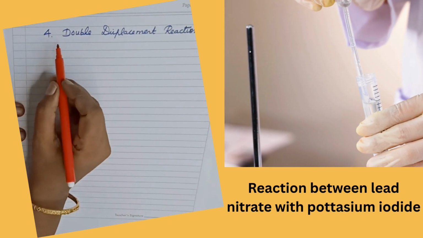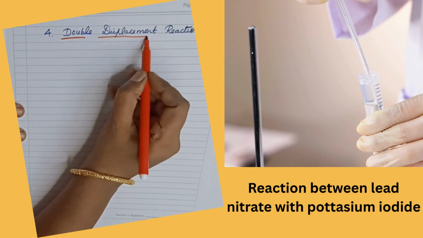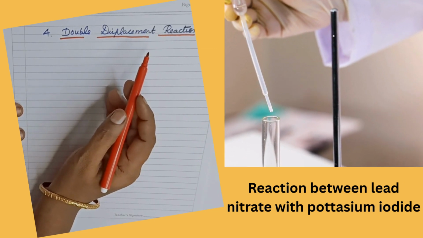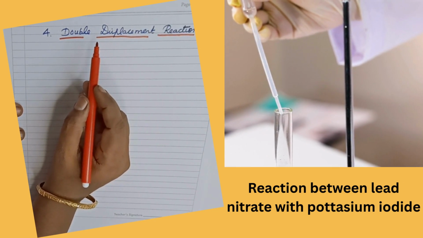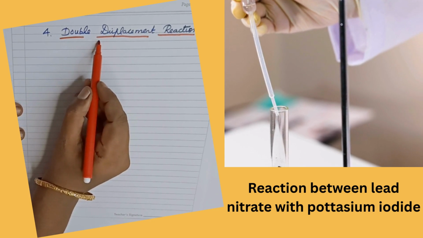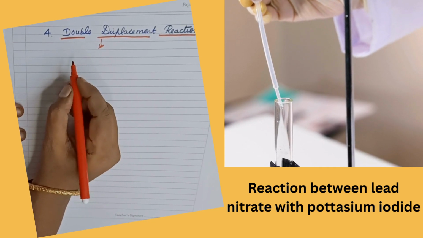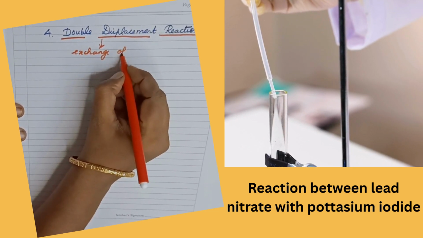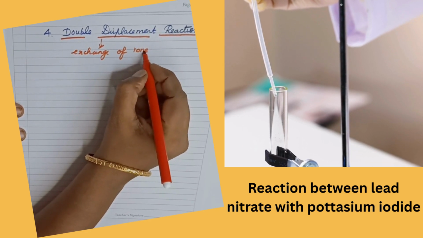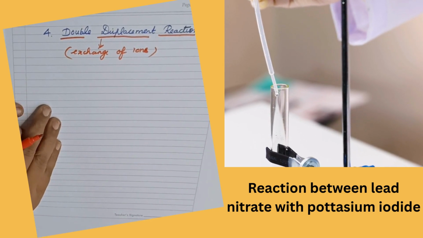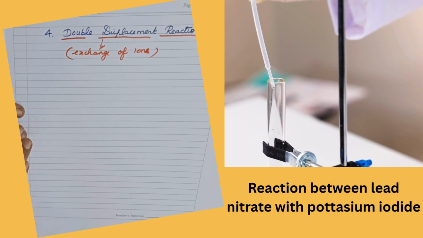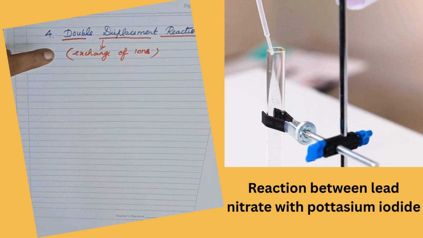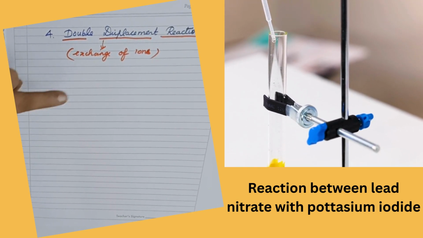Next is the fourth one, the double displacement reaction. Displacement means a more reactive element displaces the less reactive element from its compound. What is a double displacement reaction? Those reactions in which there is an exchange of ions between the reactants are called double displacement reactions, where different atoms or groups of atoms are exchanged.